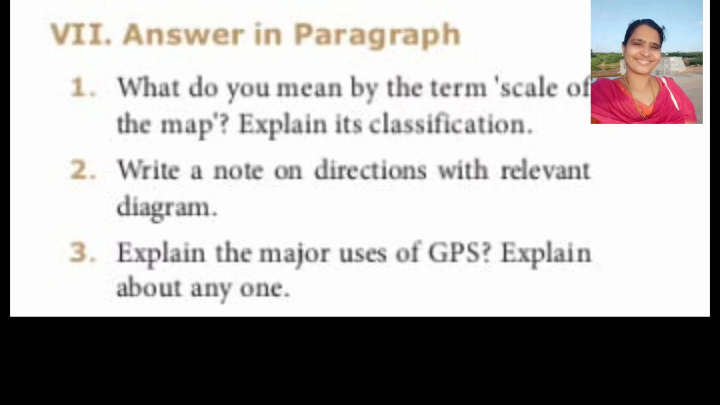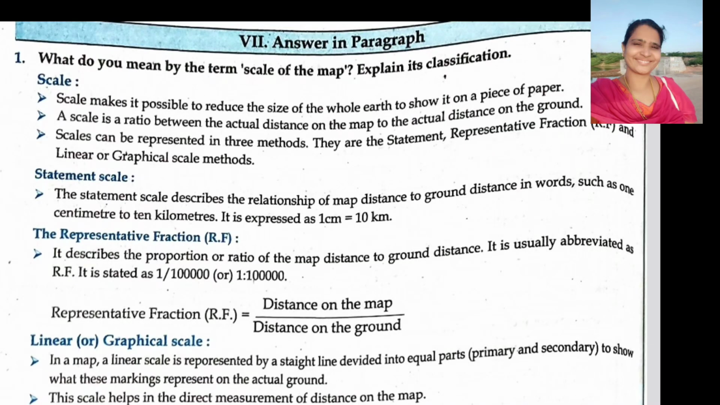What do you mean by the term scale of the map? Explain its classification. Scale of map, okay? Scale makes it possible to reduce the size of the whole earth to show it on a piece of paper. A scale is a ratio between the distance on the map to the actual distance on the ground. Scales can be represented in three models. They are statement, representative fraction RF, and linear or graphical scale methods.